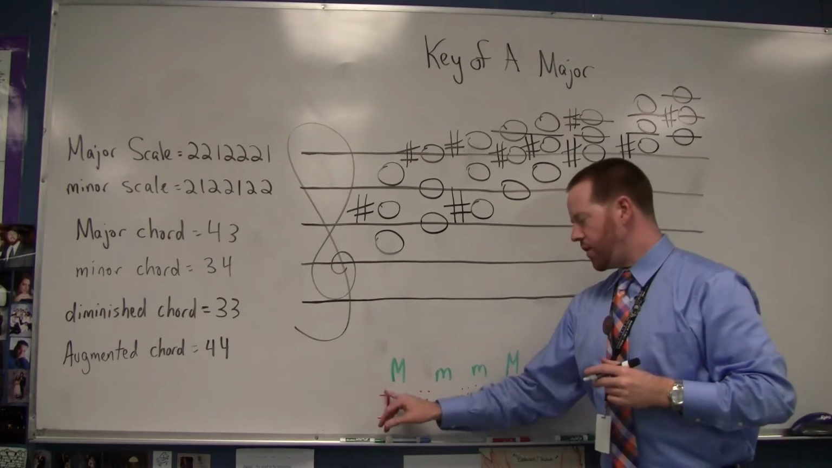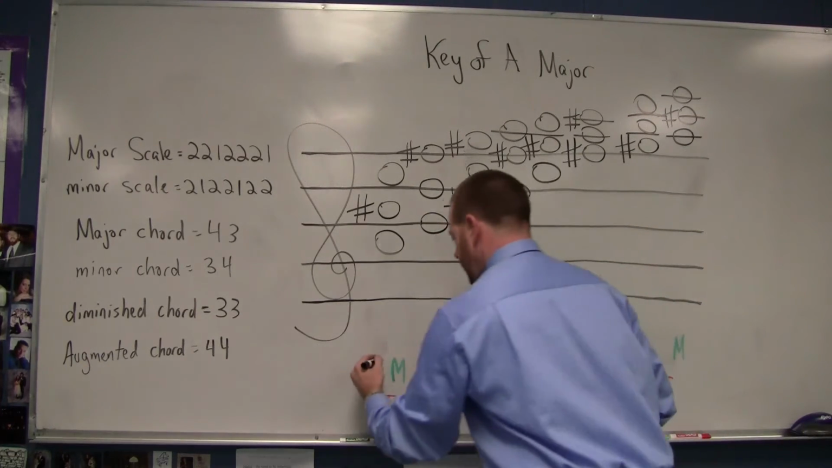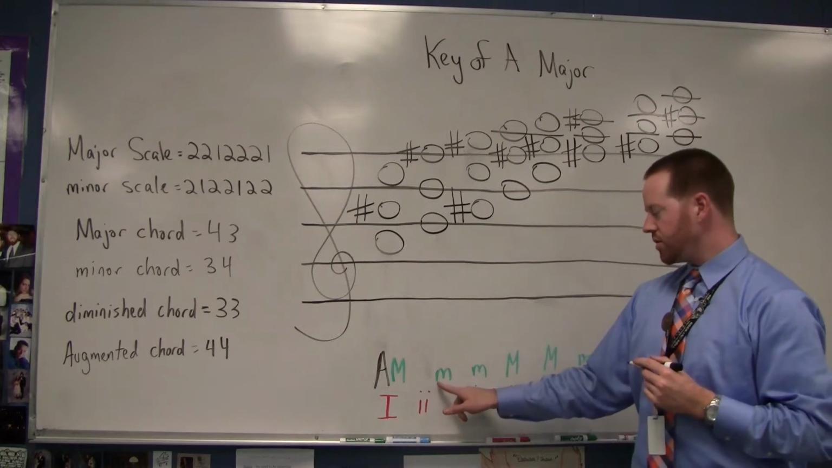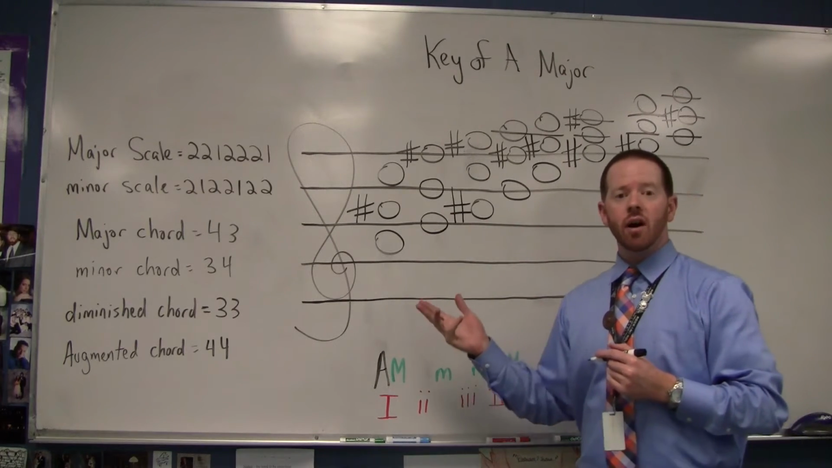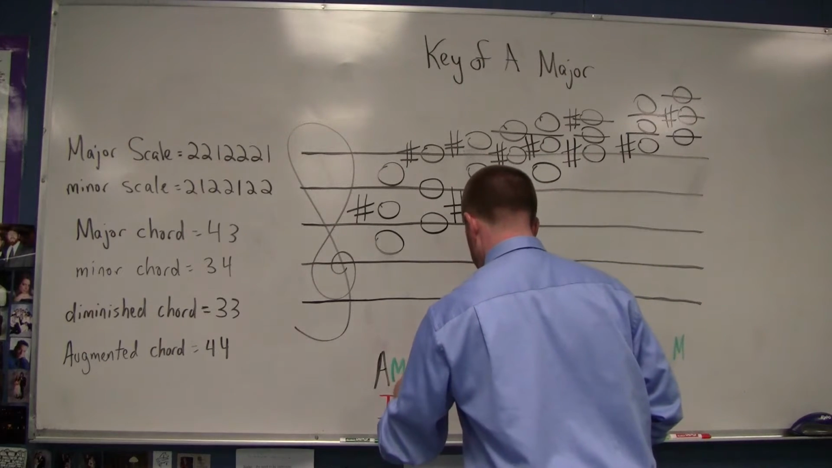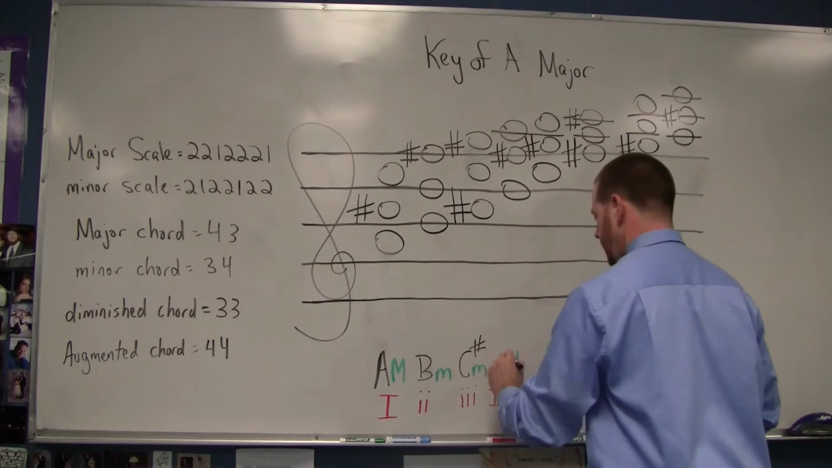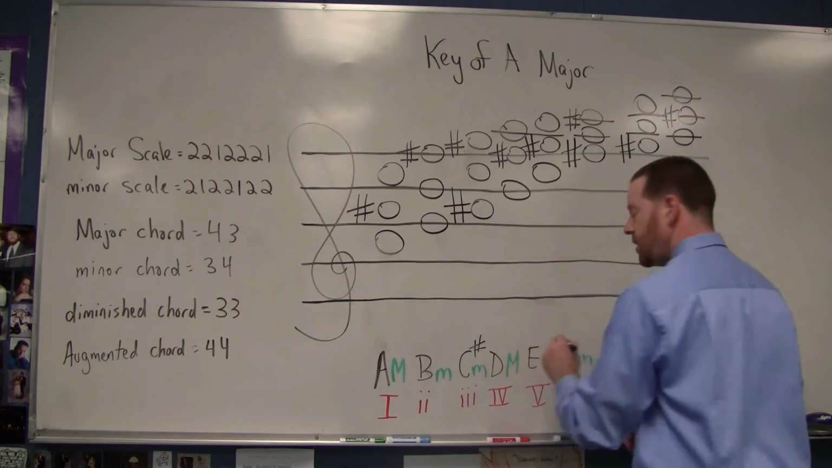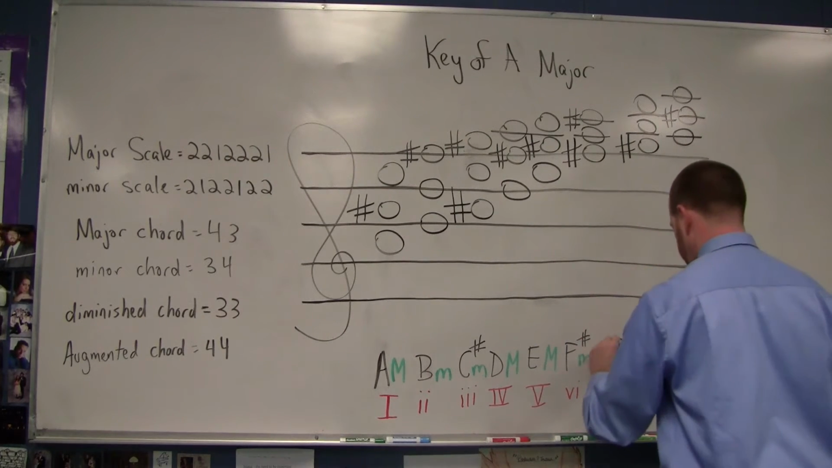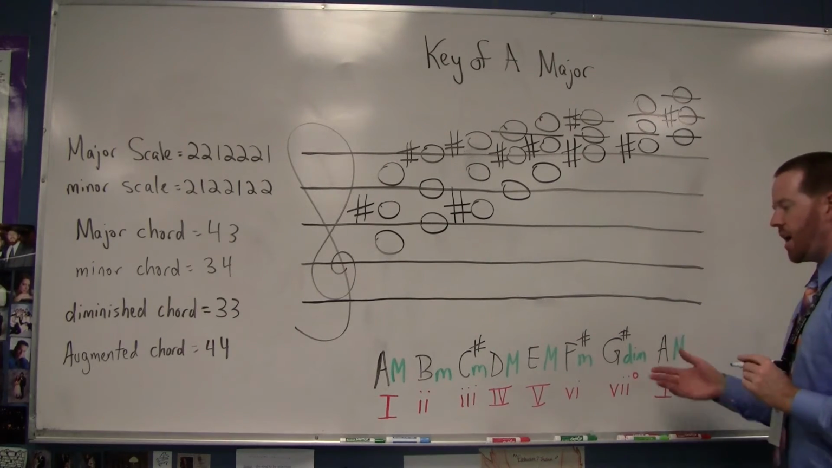When we measure these, we're going to find we have the same chord qualities that we had in C major. The 1 chord is now A, but it's still major. The 2 chord is still going to be a minor chord. It was D minor in the key of C major, but in the key of A major, it's going to be B minor. Then we have C sharp minor, D major, E major, F sharp minor, G sharp diminished, and A major.